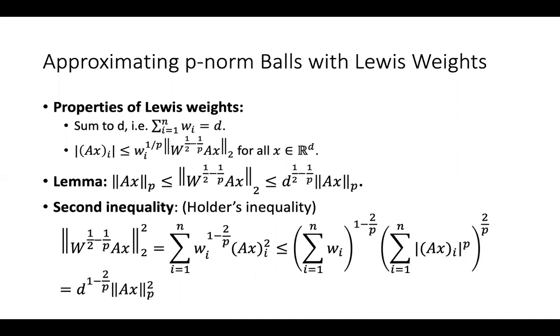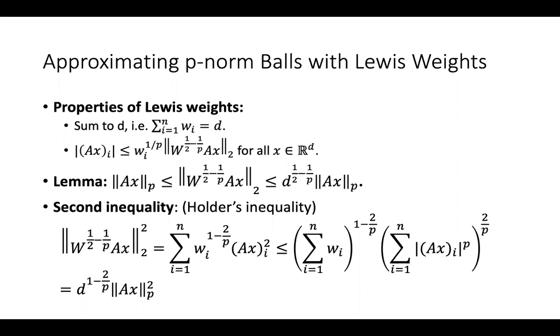So let us move on to the second inequality, which is the upper bound. The upper bound simply uses the property of Lewis weights that they sum to d. Formally, let's write out what this L2 norm squared is. It's the sum of Wi to the 1 minus 2/p times Ax_i squared. Then we use Holder's inequality to get that this is at most the sum of Wi to the 1 minus 2/p, times the sum of |Ax_i| to the p, to the 2/p power. Because the sum of Wi is d, you get d to the 1 minus 2/p times the p-norm of Ax squared, and then you take a square root of both sides. So the second inequality basically just follows from Holder's inequality and the condition that the sum of the Lewis weights is at most d.